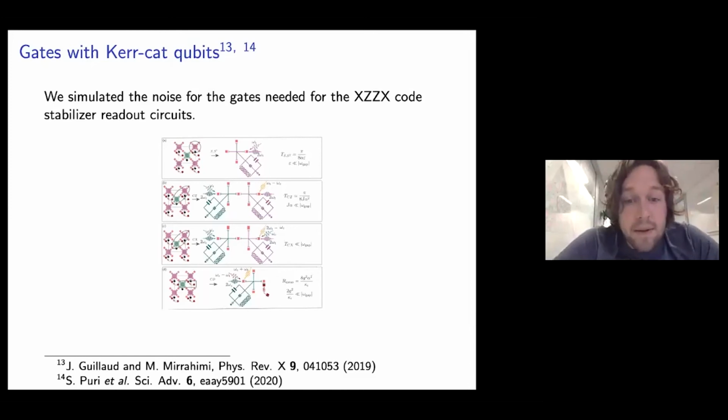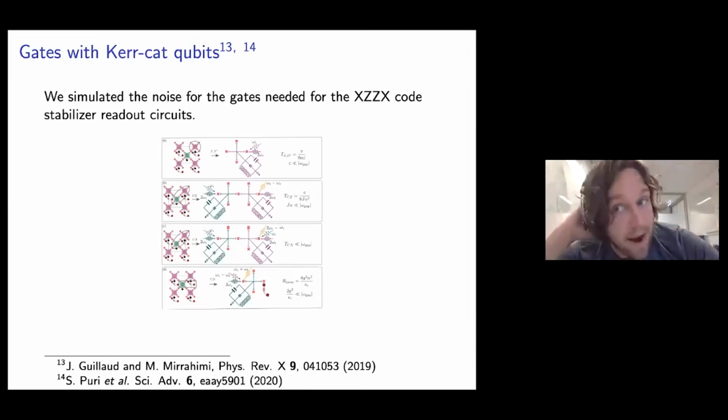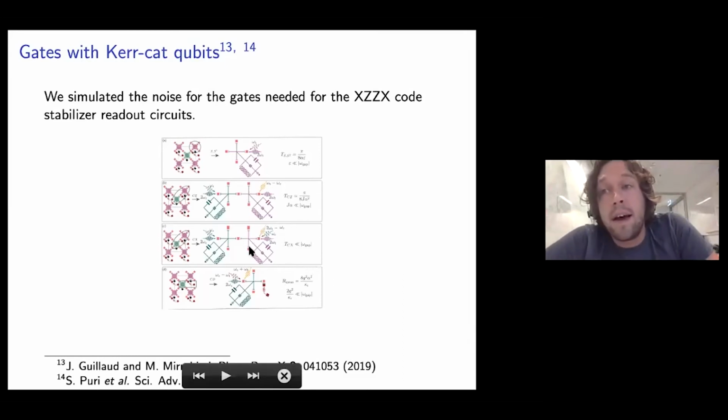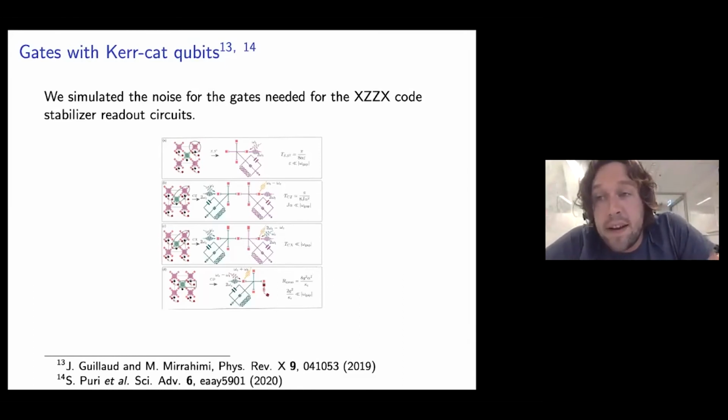And so the measurements we need, these X measurements, they're not diagonal, but you can kind of get away with that when you prepare and initialize and read out qubits. The one thing, the important one, is the CNOT gate. We needed a CNOT gate to measure the XZZX stabilizer, and we needed 2 of them.